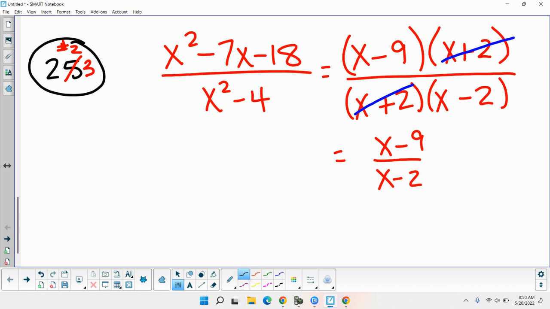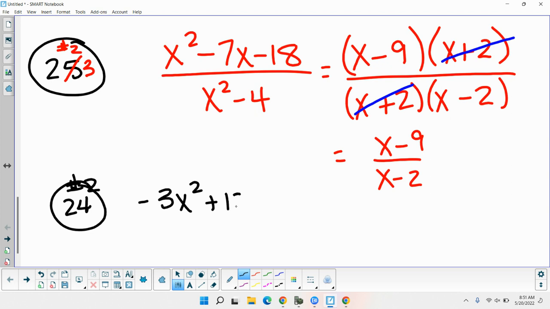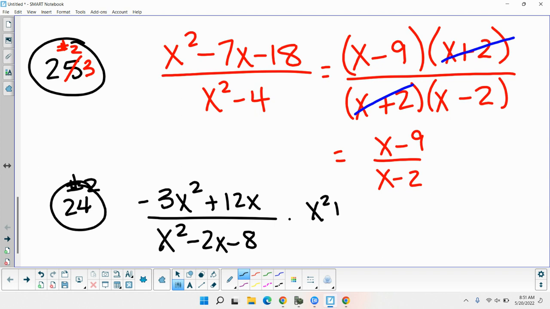All right. So 24, number 2 was another multiplication problem. Well, we haven't done one yet, I guess. But we have to factor what we can factor first. Oops, that's minus.